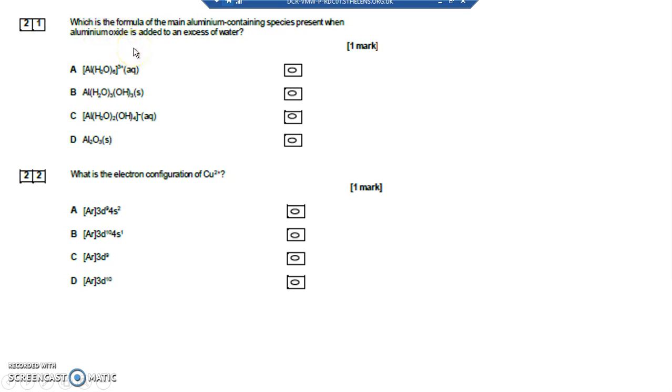Aluminium oxide does not dissolve, so it's not going to form any of these aqueous solutions, and it's actually just Al2O3. There's no hydroxide ions there at all. That would be a solid that would be produced if you added, say, for example, an aluminium salt to something like sodium hydroxide, before the sodium hydroxide was in excess. Your answer is D. It's an insoluble solid.